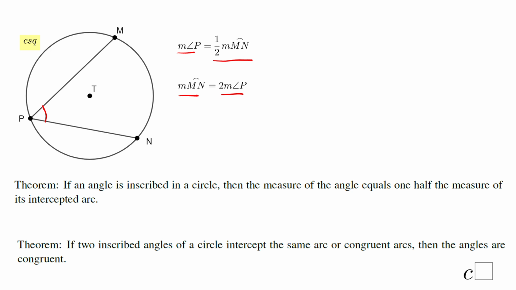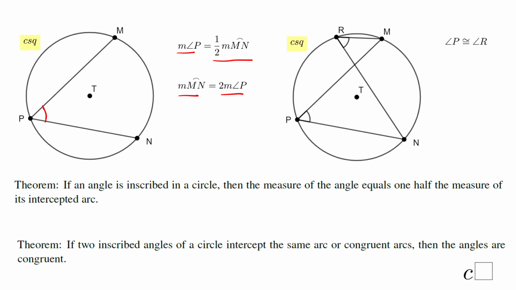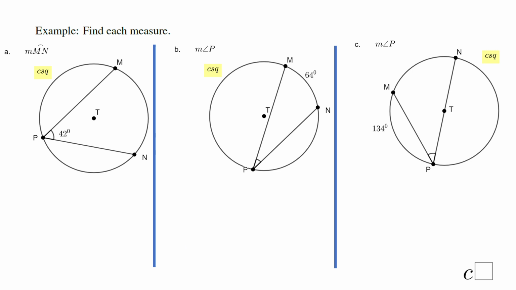The next theorem says if two inscribed angles of a circle intercept the same arc or congruent arcs, then the angles are congruent. You can see that in this picture. For example, angle P has this intercept arc, but angle R has the same intercept arc. That's the reason we say these two angles are congruent. Of course, we have a very similar situation with angle N and M. They have the same intercept arc RP.